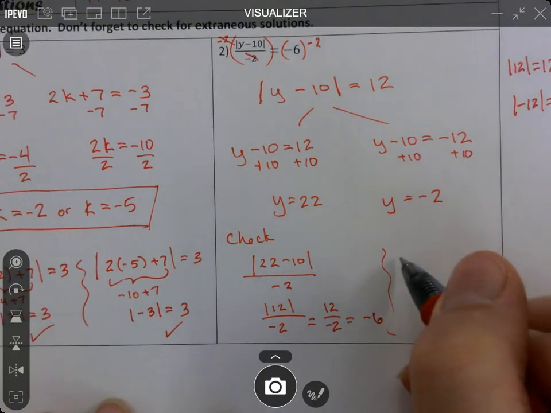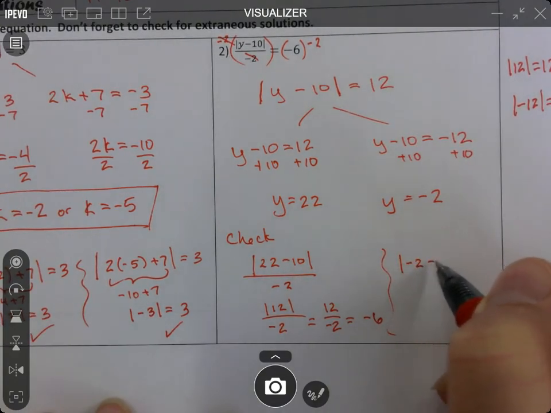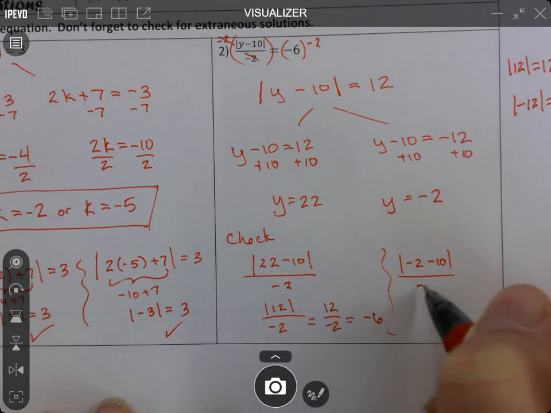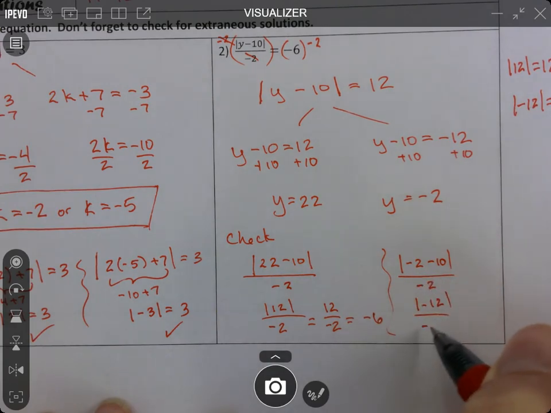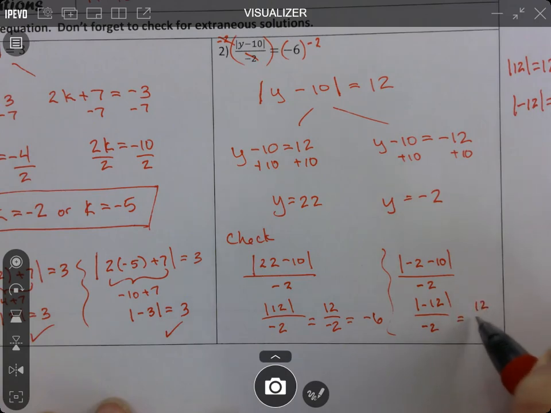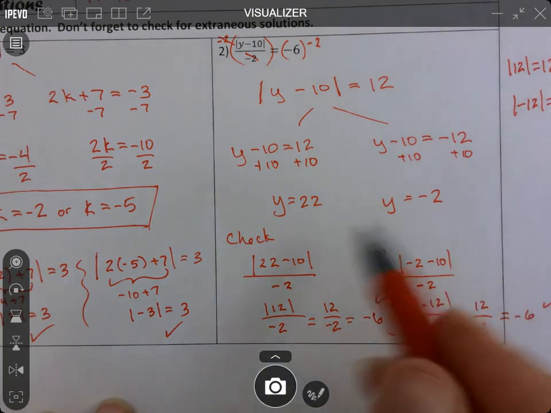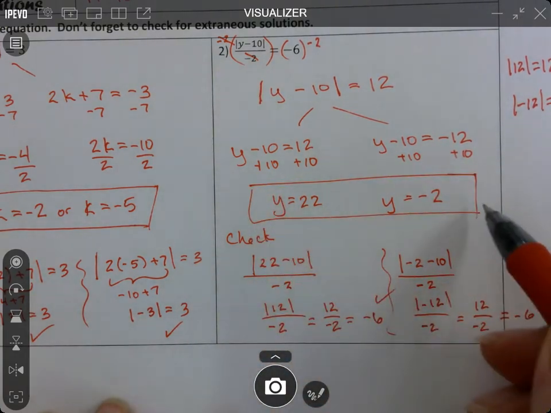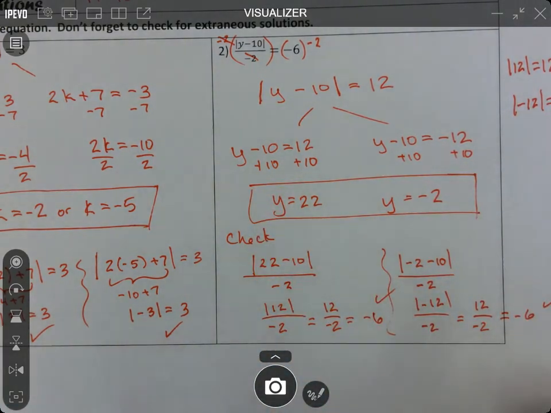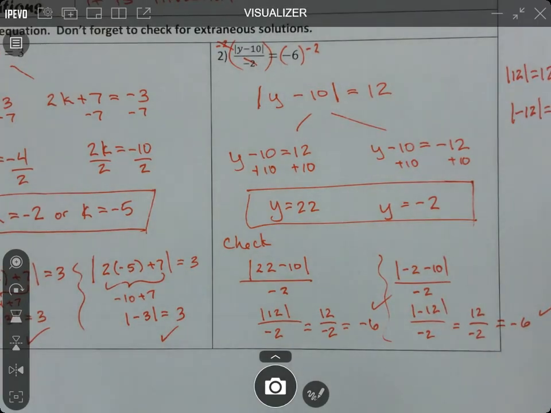Check it going the other way. Absolute value of -2 minus 10. Well, that's the absolute value of -12 over -2, which is 12 over -2. And yes, we get out that same answer. So both check. I'm happy with my answers. Okay, so we've seen two basic problems. Both had answers that worked. We always should have two cases. All right, good to flip it over?